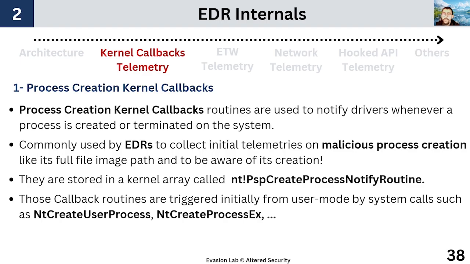These callbacks are stored in a kernel array called PspCreateProcessNotifyRoutine. Each entry in the array points to a registered callback routine. When a process is created or terminated, the kernel iterates through this array and invokes each registered callback, passing relevant information about the process event. Process creation kernel callbacks are triggered when a process creation request is made from user mode. This occurs via system calls such as NtCreateUserProcess or NtCreateProcessEx, or other related process creation APIs.